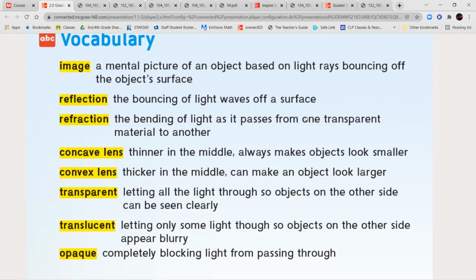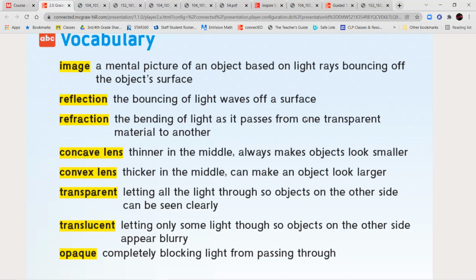Then we have a concave lens. A concave lens is thinner in the middle, and it always makes objects look smaller. A convex lens is thicker in the middle and it makes objects look bigger. So think of a magnifying glass has a convex lens.